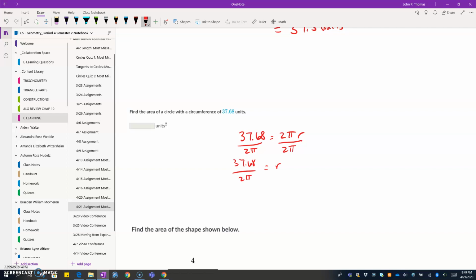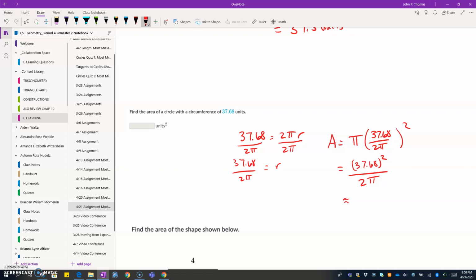Now, it wants the area of that circle. So I'm going to go to area equals pi r squared. And I'm going to plug that number in for the r, and then I can square that. Now, I can do a little bit of reducing here with the pi. So I'm really going to end up with 37.68 squared over 2 pi, because one of the pi's will cancel with the pi out in front. From here you can take it to your calculator and get an approximate value. But that's the process to get there.